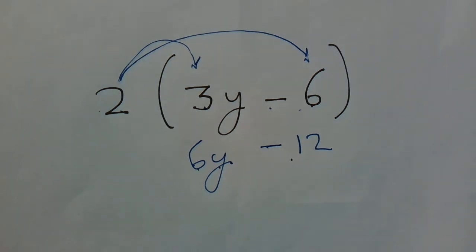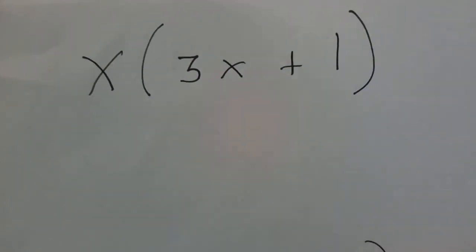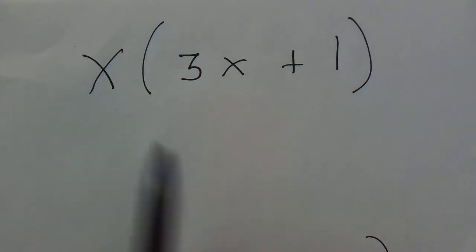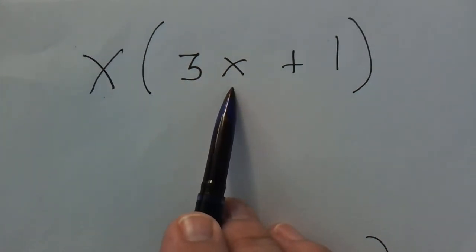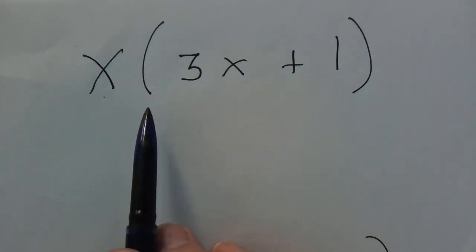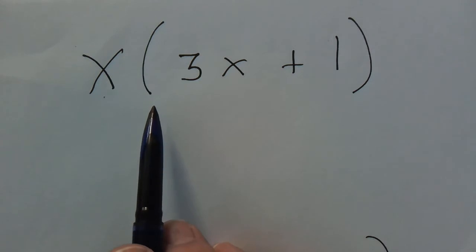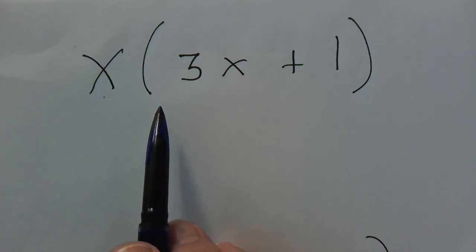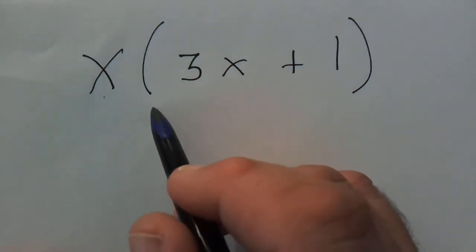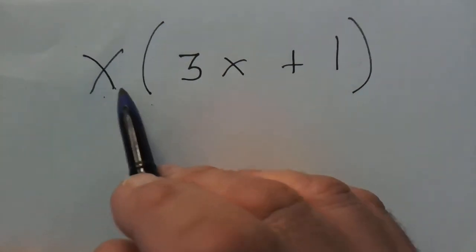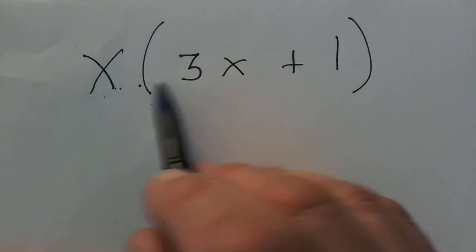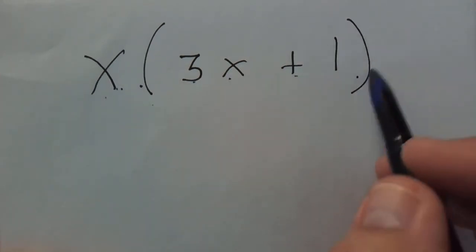Let's kick it up a notch and do another one. Let's bring in a variable. So if we've got a variable times a variable, in this case the x is the variable, and we got another variable here, the same, which is x. And again, if you're not sure how to multiply variables, I've got a video showing you how to do that, and I should put a link to it up above here. So in this case, we're going to do the same thing. We got x times parentheses 3x plus 1, close parentheses.